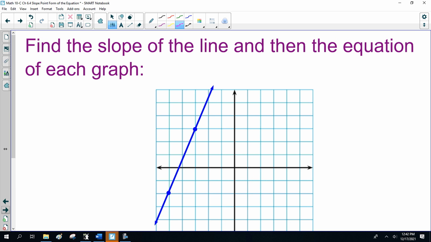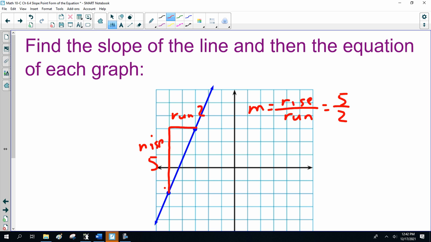All right. Now, same idea here. Find the slope of the line, then the equation of the graph. Now, the slope we can do easily. That's rise over run: 1, 2, 3, 4, 5. My run is 2. So m equals rise over run, which is 5 over 2. And leave it as that.